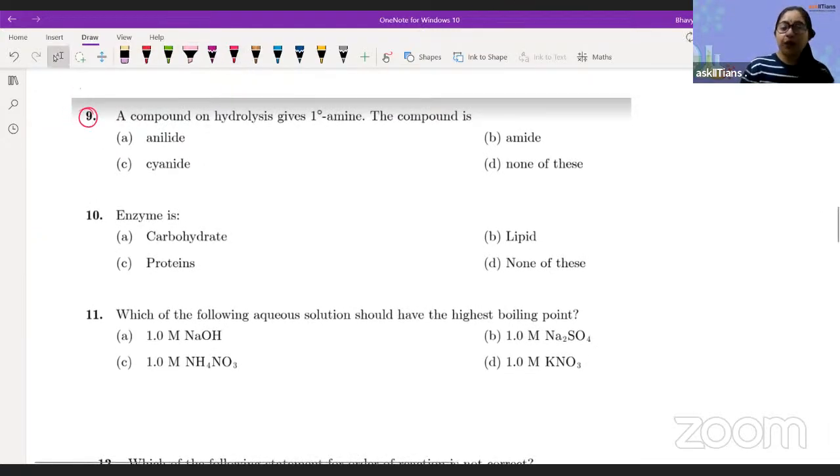Then we have a compound that on hydrolysis gives a primary amine. Then the compound is... Right. Okay. So what can be your guess?